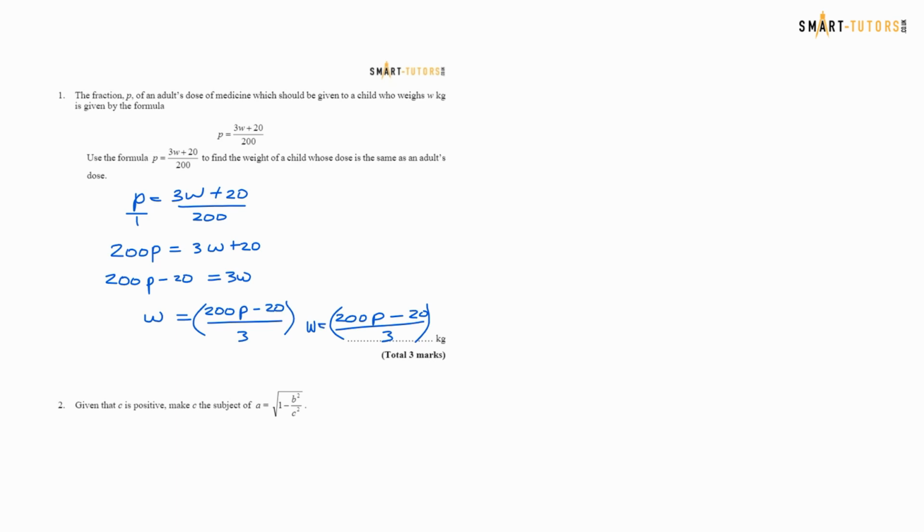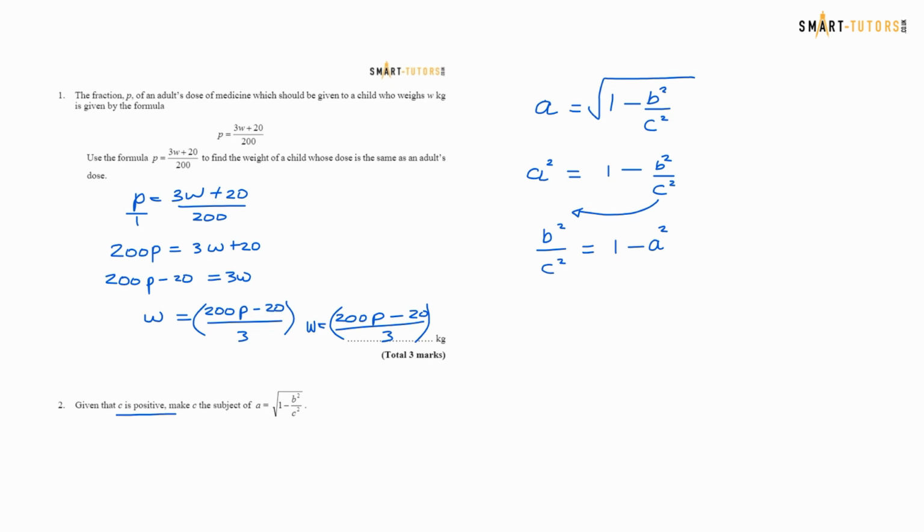Question number 2. Given that C is positive, make C the subject of this equation. Let's work it out here. So A equals square root of 1 minus B squared over C squared. I'm going to square both sides. So I'll get A squared equals 1 minus B squared over C squared. So the subject here is C squared, so this is the term. I'm going to take this term to the other side. So that becomes B squared over C squared equals 1 minus A squared.